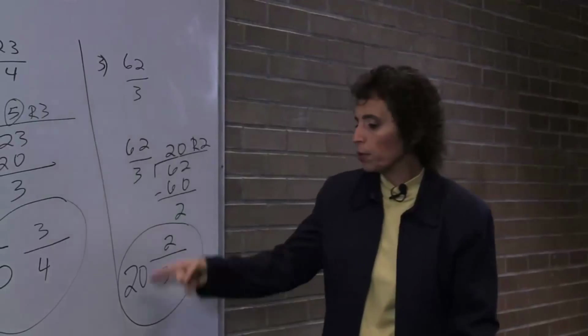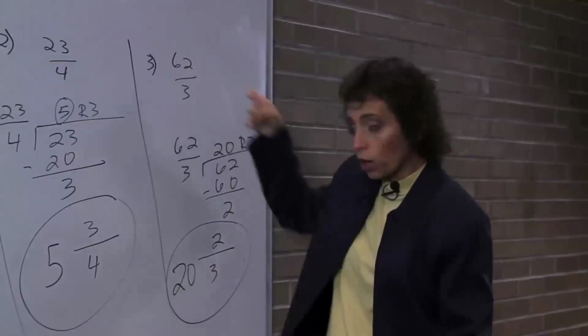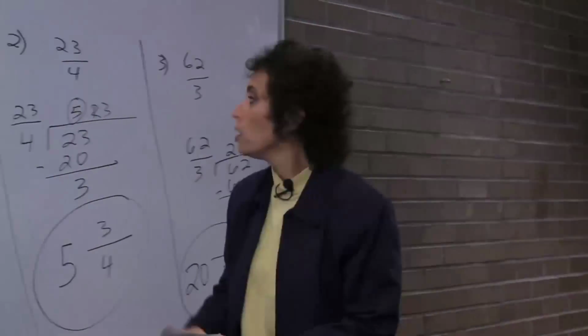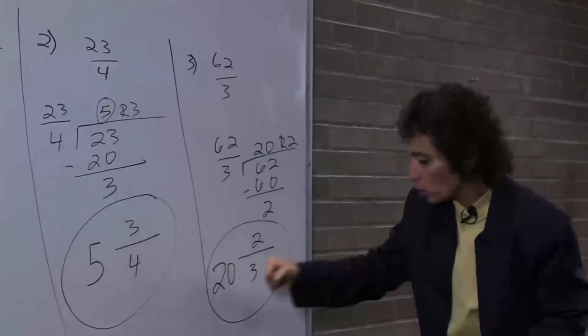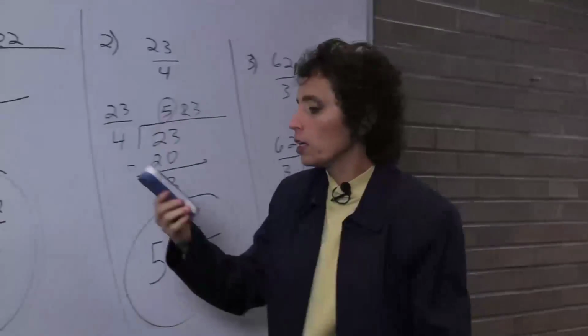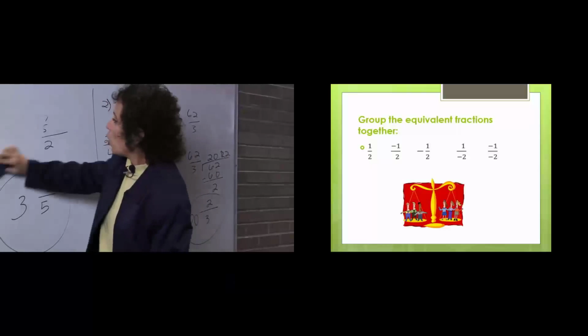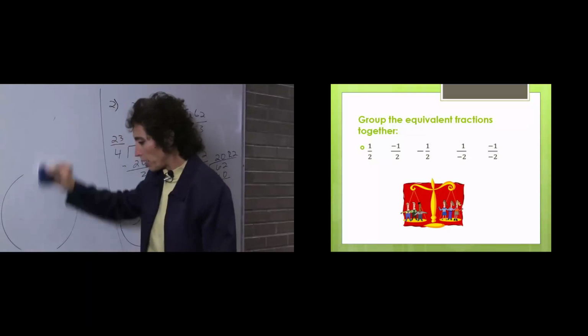Awesome. But remember, this is just changing its form. That's what it's called, changing its form, from an improper fraction to a mixed number. All right. Let's take a look at how we can possibly write a negative fraction.